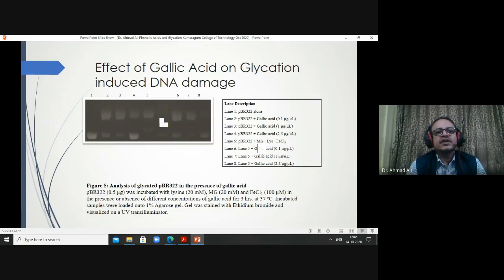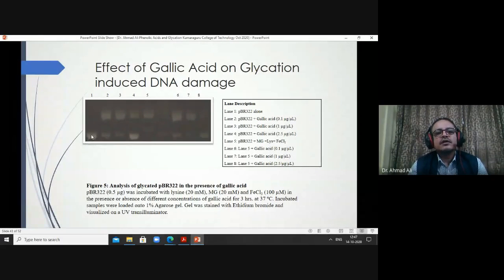Then we check the effect of these glycation products on DNA damage. It may at times be difficult to understand, but let me explain. This is the control DNA, the first one in lane one, what we call lanes: lane 1, 2, 3, 4, 5, 6, 7, 8. We have loaded the DNA. The first one is the undamaged one, the second one is the damaged one. And in 6, 7, 8, we have shown that gallic acid is quite efficient at higher concentration in preventing the damage of the DNA.